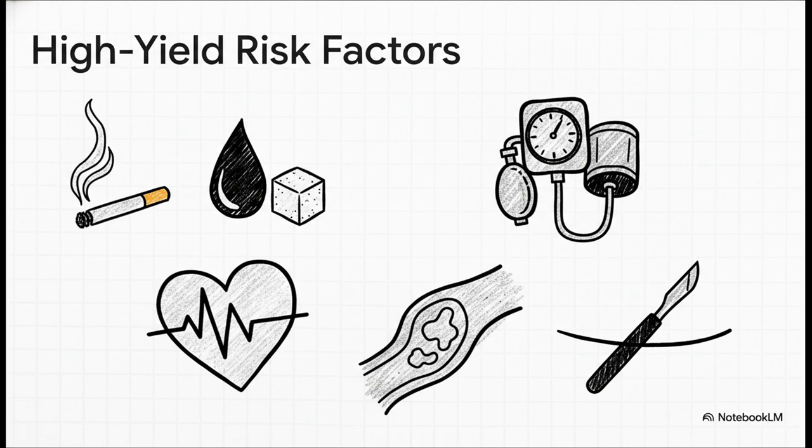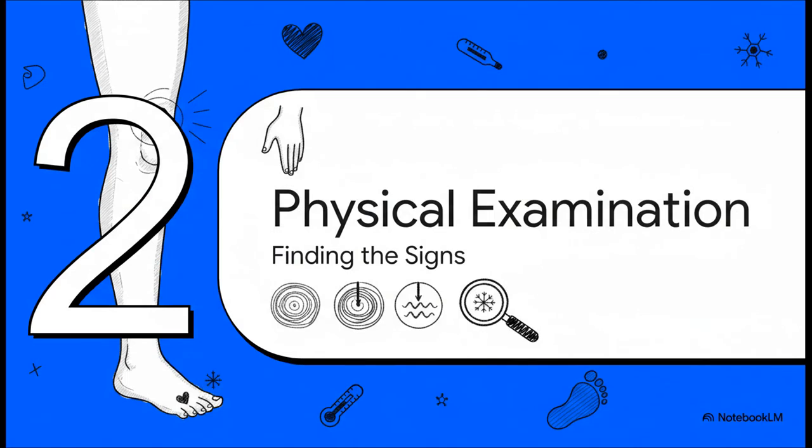Then I'd explore the high-yield risk factors. I need to know about his smoking history, any diagnosis of diabetes or hypertension, and especially any known cardiac disease like a past heart attack or atrial fibrillation. A history of high cholesterol or any prior vascular interventions is also vital information. Good. You've taken a thorough history. Now walk me through your physical examination.